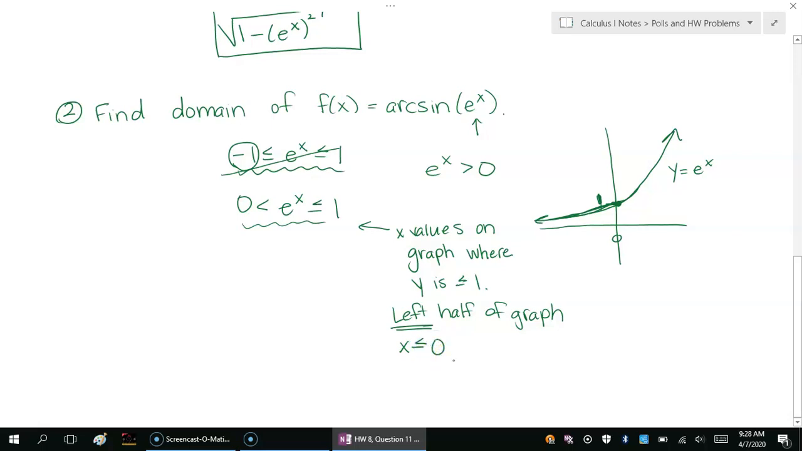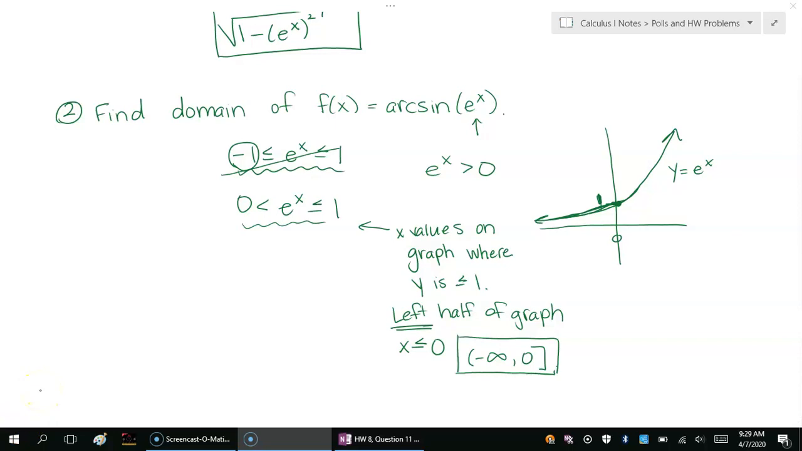And WebAssign wants you to write that as an interval. So as an interval, these are the x values from -infinity to 0. So there's the domain of my original function.